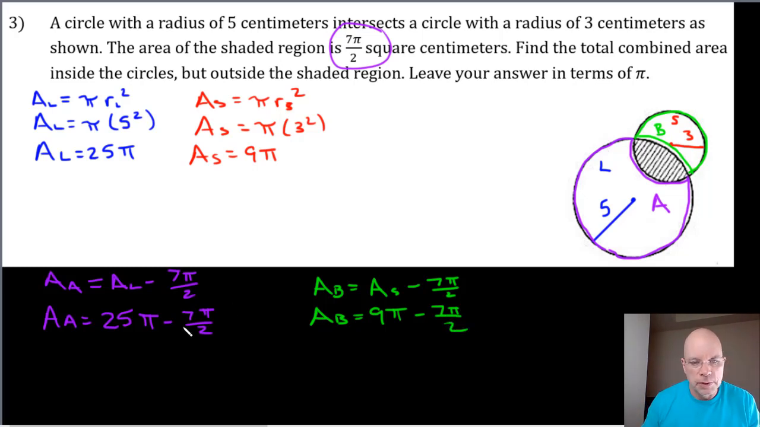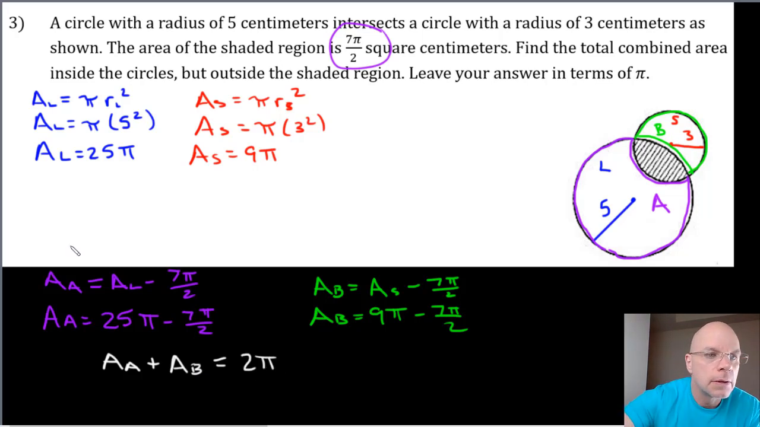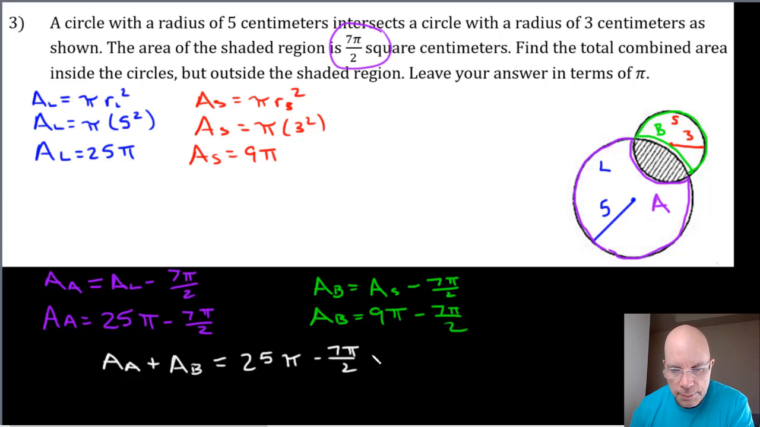And we can start to create a common denominator here and do the computation in each of these individual expressions, but I think it's actually going to work out better if we just move towards our ultimate answer, which would be the total area inside the circles but outside the shaded region, the sum of area A and area B. And that equals 25 pi minus 7 pi over 2 plus 9 pi minus 7 pi over 2.